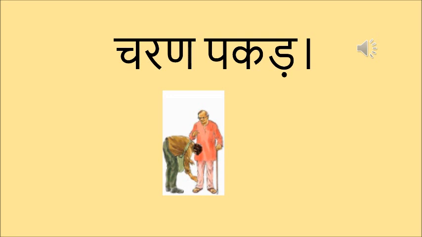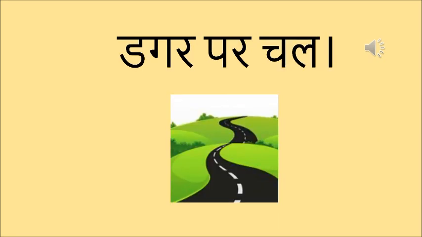Yes, and you can see between two words there is a space, and after that we have a standing line which is called a Purna Viram. One is Dagar Par Chal. Dagar means road. So what it is? Walk on the road. We are going to walk on the road. And again the same thing: gap between two words and a standing line at the end. Can you see the three letter words? Also Dagar, which is a three letter word, means road.